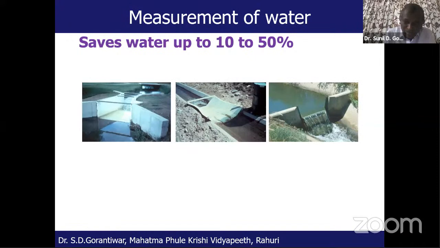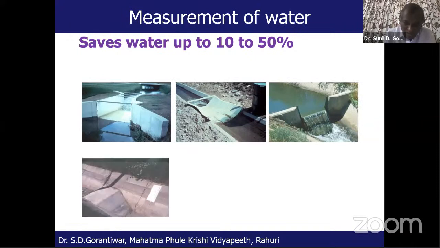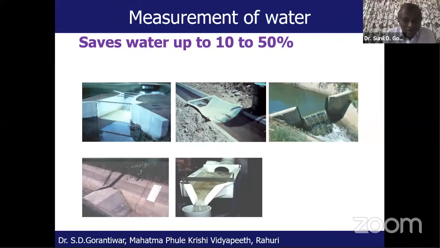Then measurement of water. In the surface irrigation method, we never measure water. In sprinkler and drip there is an inbuilt arrangement to measure water, but in surface we don't. But if we don't measure water, how do we know that we are applying the right quantity of water? So measuring water is also very important. It has been found that if we measure water, it is possible to save water up to 10 to 50%, because we know the quantity of water to be applied.